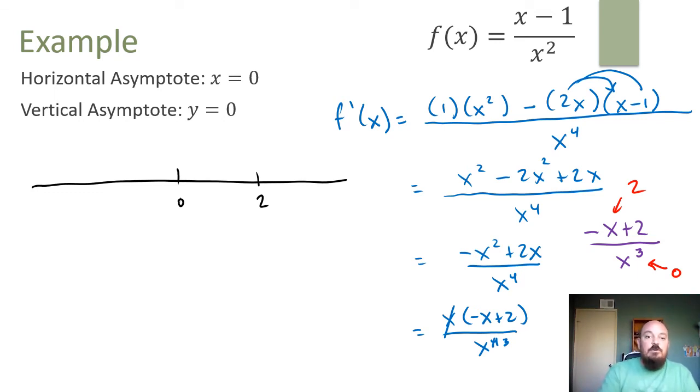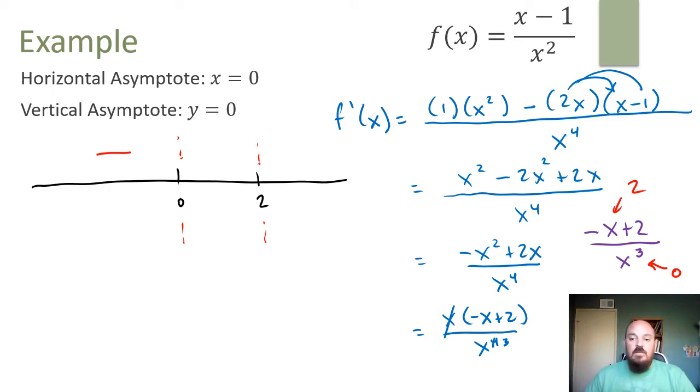And we will test intervals in the purple function over there. So let's start with any negative number, like negative 10. If I put in negative 10 on top, that becomes positive 10 plus 2, which is positive. And on bottom, negative 10 cubed is negative. Positive divided by negative is negative. So it's negative here.